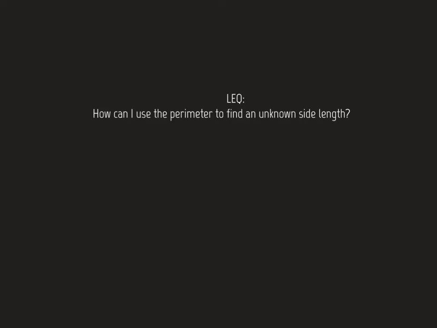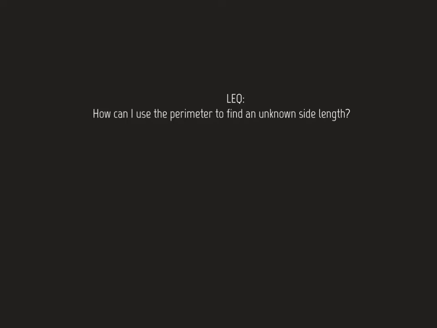But before we get started, let's go ahead and talk about our LEQ and unpack it. Today is a different LEQ from yesterday. Yesterday your assignment was trying to find the perimeter of different types of polygons. And today we're going to talk about how we can find the perimeter to find unknown side lengths. So let's take a look at our LEQ.